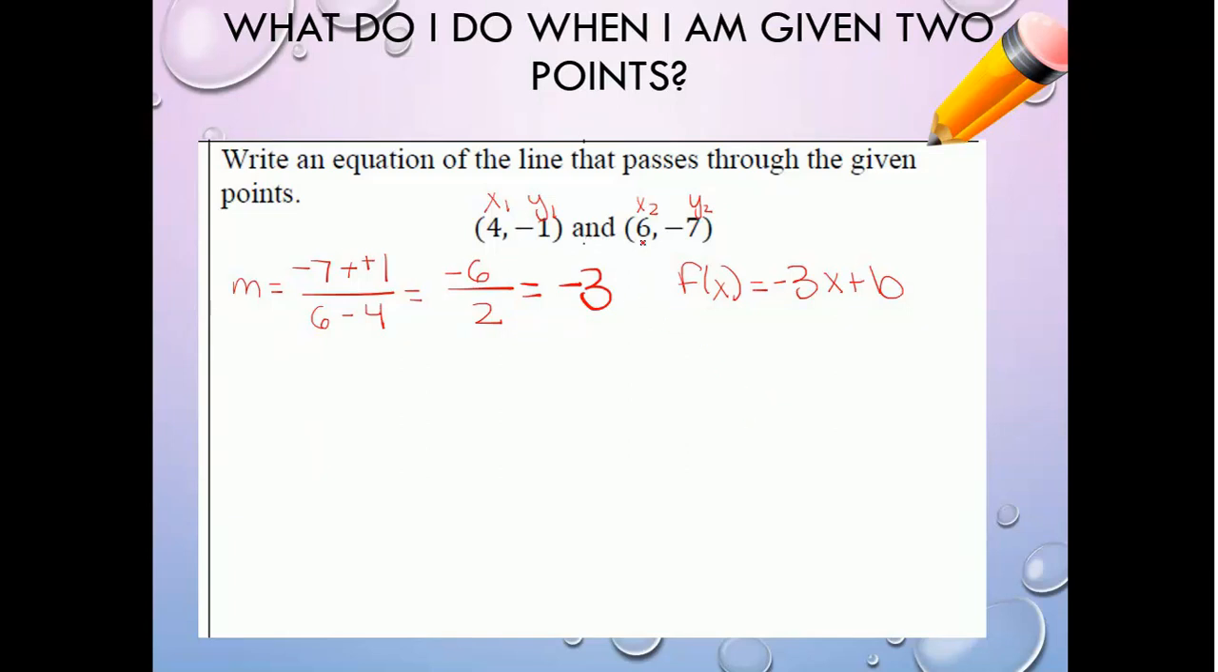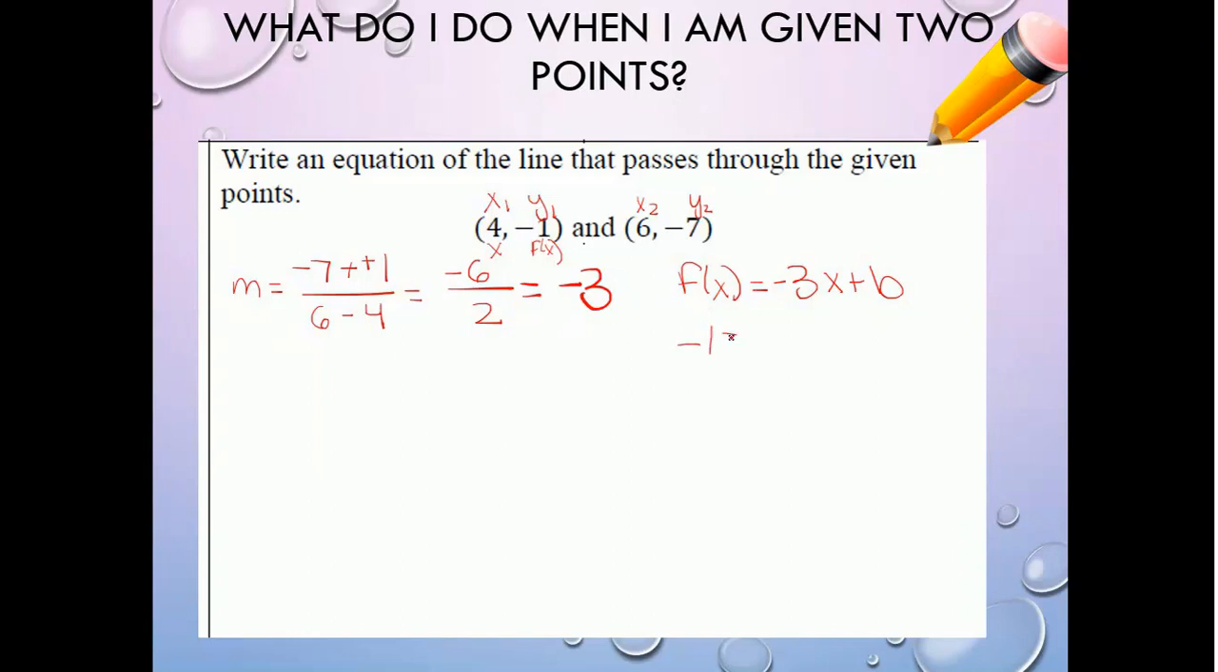Now what I can do is pick one of these points. Either of the 2 points will work. Doesn't matter which one, you're still going to get the same answer. I try to go for the easier math. So like this one, 4 and negative 1. Those are smaller numbers. So this is my x and this is my f of x. Because remember, f of x and y are the same thing. It's just y in disguise.